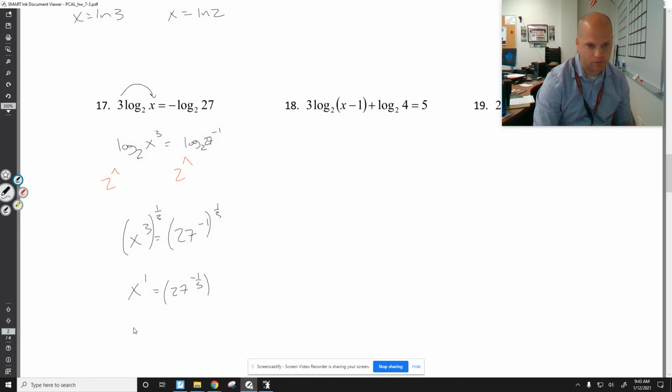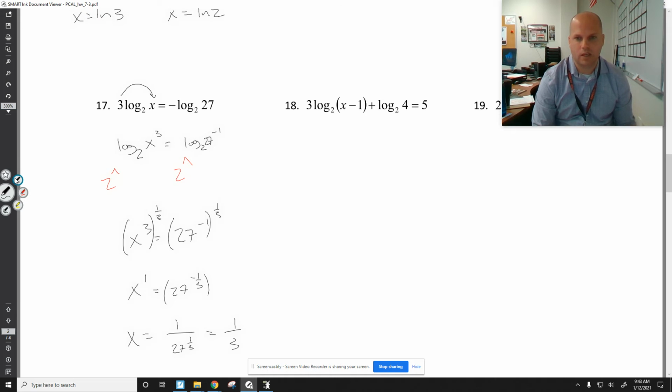I can actually figure out what this is because you can rewrite this as 27 to the positive 1/3. You know what the cube root of 27 is? It's actually 3. 3, 9, 27. So this is 1/3.